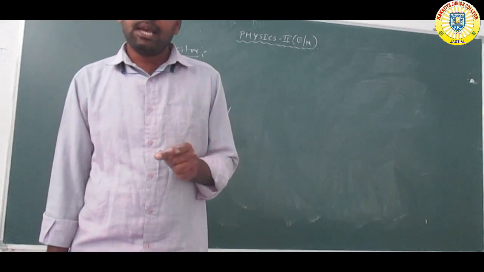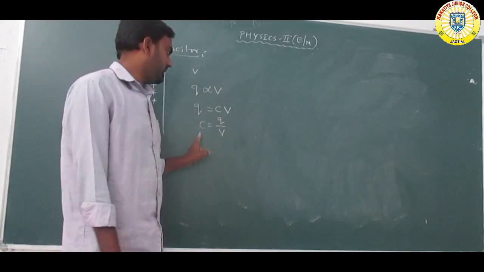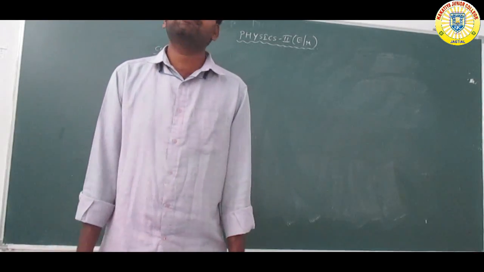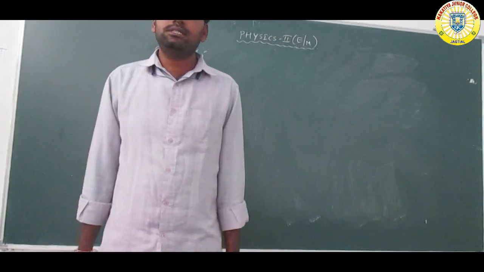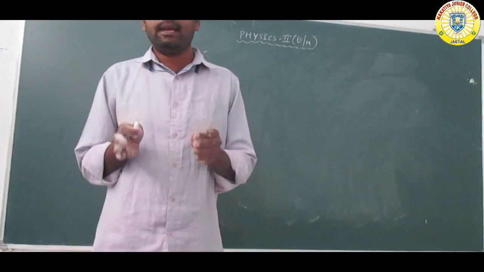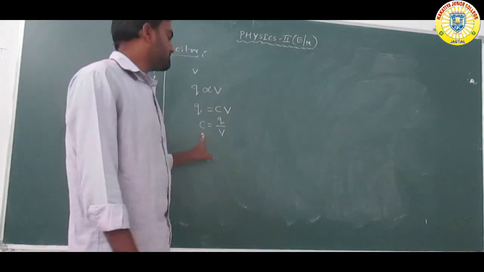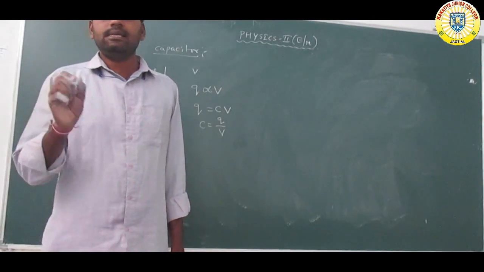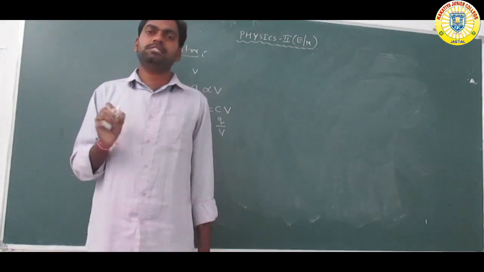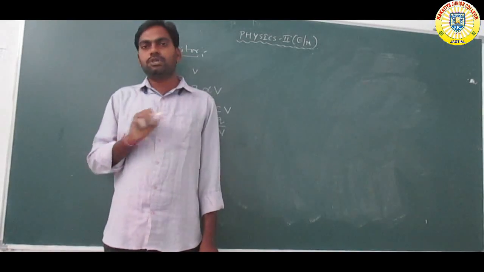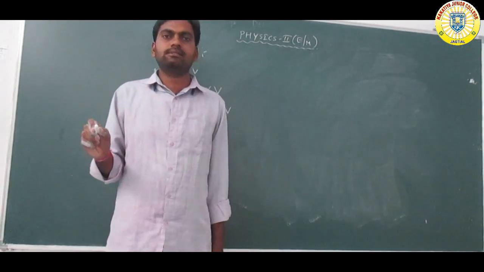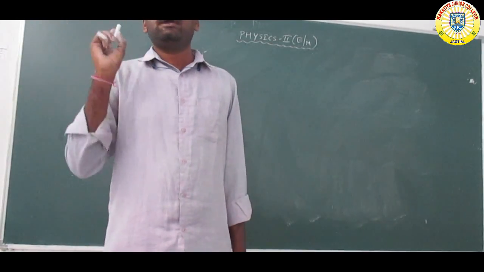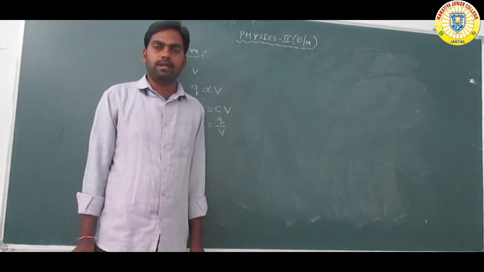What is the meaning of the capacitance of the capacitor? C is equal to Q by V, where Q is charge and V is potential difference. So the ratio of the charge to the potential difference of a conductor is called capacitance. Very important formula: C is equal to Q by V.